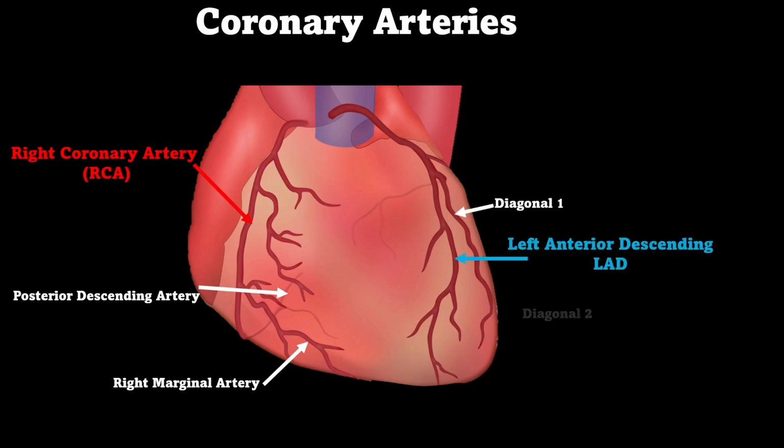Now we get into our LAD, which is going to have these big, quote unquote, diagonals. You're going to have diagonal 1 and diagonal 2 that branch off of it. Then we're going to go into our circumflex, and this one obviously, like I said, wraps around, or circumflexes around, the heart. It branches off of my LAD and supplies the lateral side of my heart. And you can see in the very back of the heart, which is a little transparent, that it does wrap around to the posterior part of my heart as well.